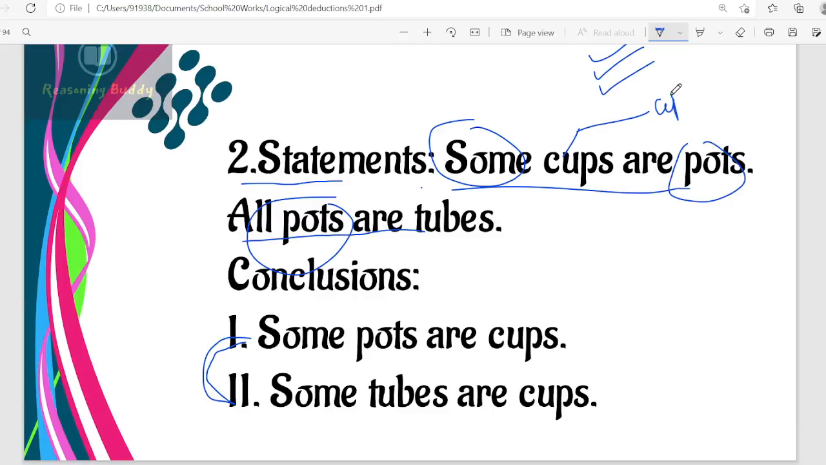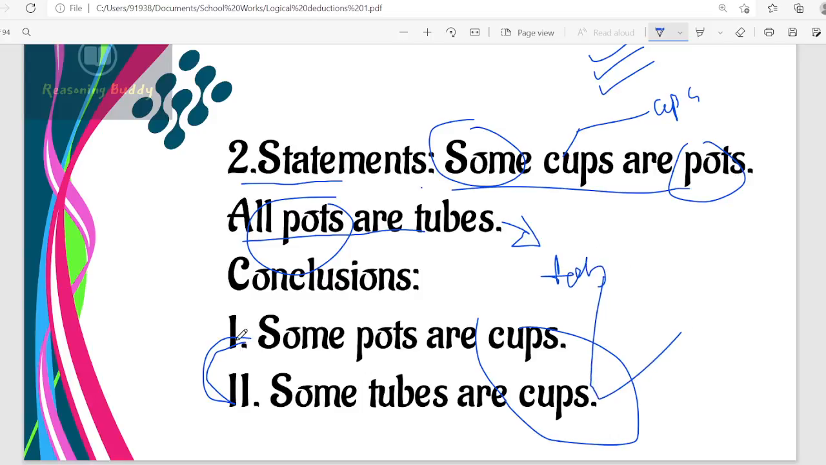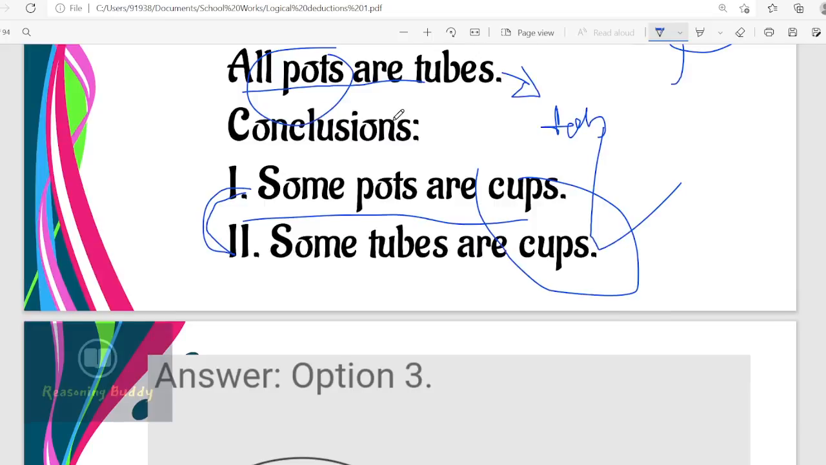So cups, and here both in two statements cups are there. Next here tubes also non-distributed. So tubes also must be in the answer. So conclusion 2 is right, and some pots are cups. So if some cups are pots, some pots will be cups or not. Yeah. So both are correct.